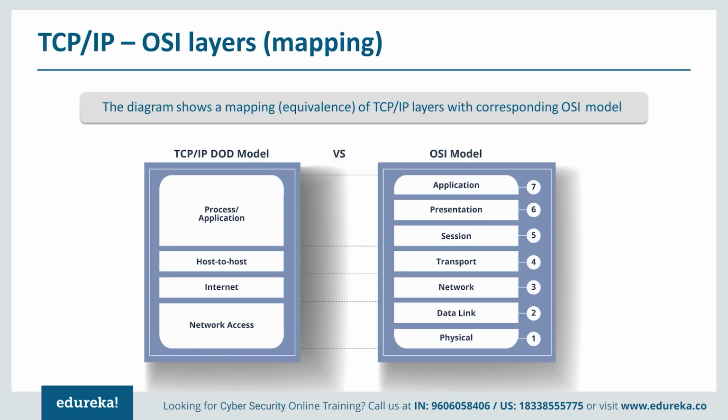TCP/IP: the only difference is that the top layers are converted into a single one. This is the regular TCP/IP model. The data link layer and the physical layer are combined into a single network access layer. The OSI network layer is called the internet layer, and the transport layer is called host to host. The top three layers, application, presentation, and session, are combined and called the process layer or application layer. This is the difference between TCP/IP and the regular OSI mapping.